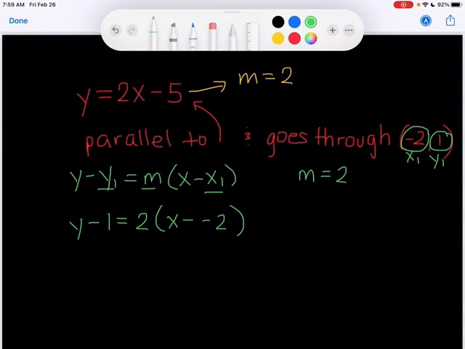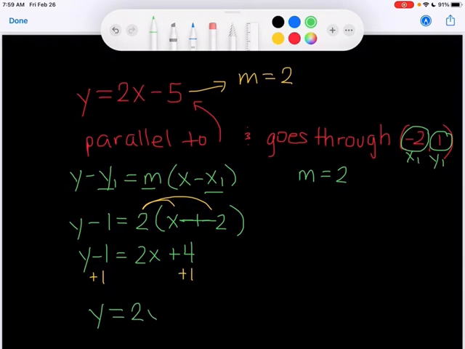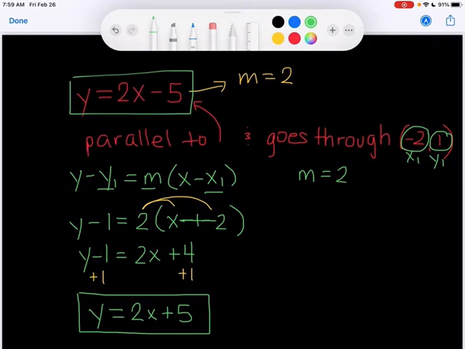And then we're just going to simplify and get it into slope-intercept form. So x minus -2 becomes plus, and then I can distribute. So I get y minus 1 equals 2x plus 4, and then I can add 1 to both sides to get y by itself. So we get y equals 2x plus 5. That is the equation of the line that is parallel to this line and goes through the point -2, 1.